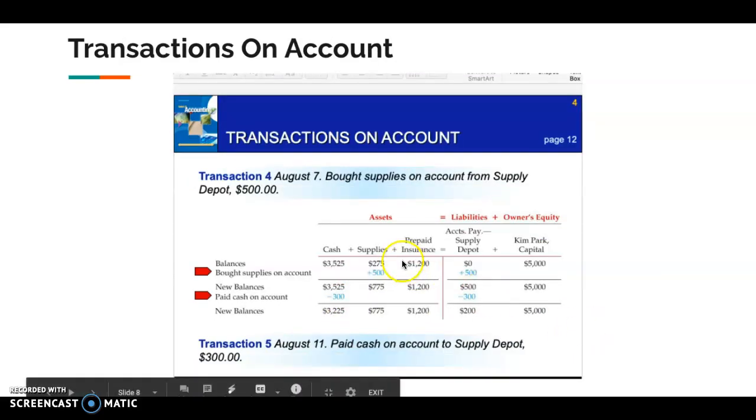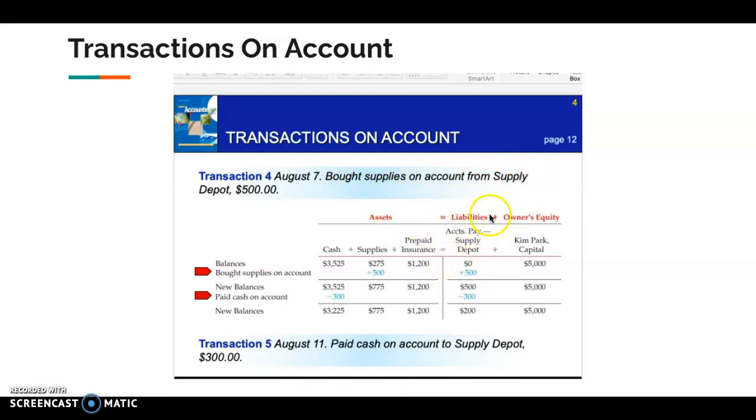All right, bought supplies on account. So now we're talking about liabilities. And here's what a liability is. Sometimes when you're a business, and this particular business is dealing in technology, you might have a particular place where you want to get a lot of your supplies from. And Techno is going to use Supply Depot as a place where they're going to get a lot of their supplies.